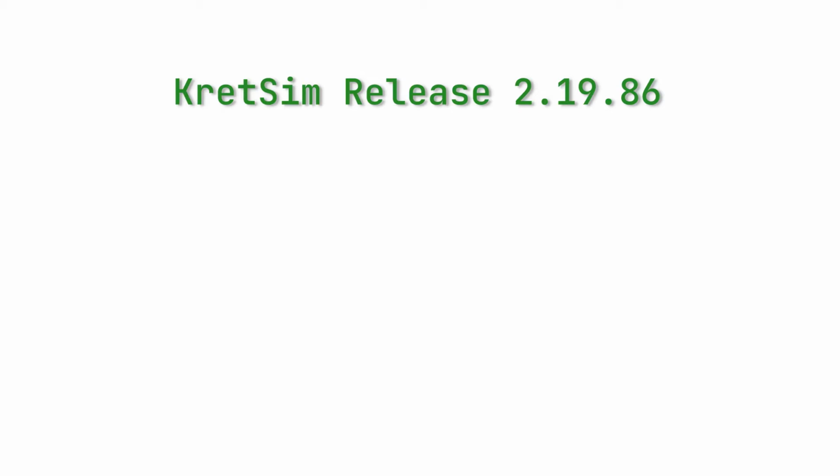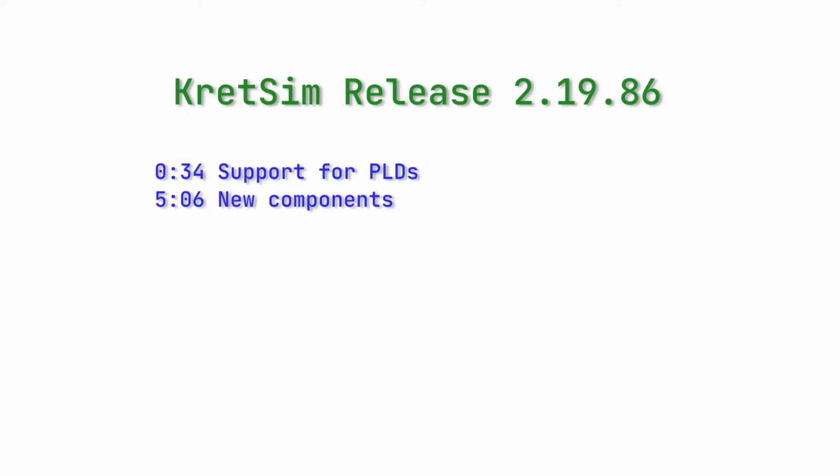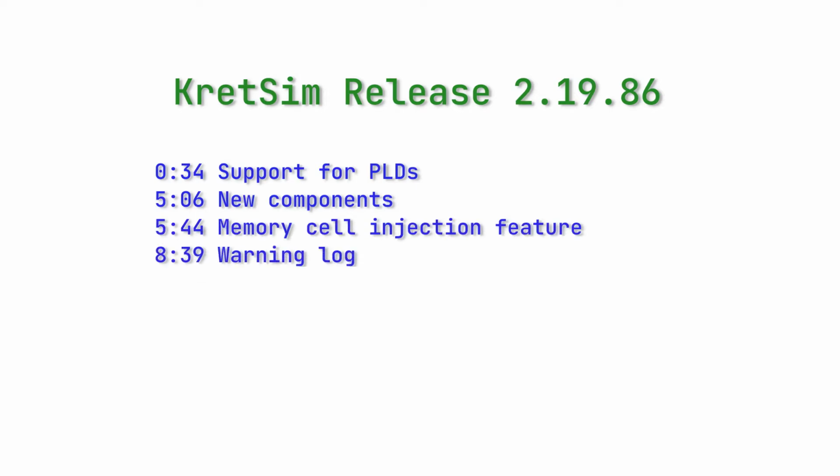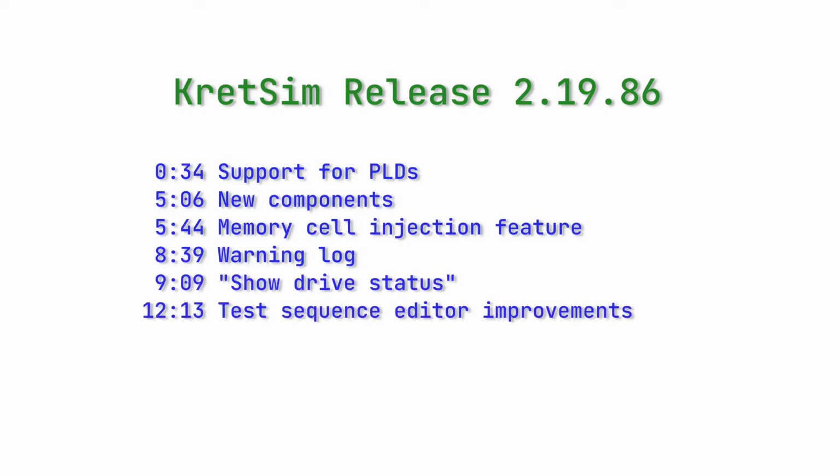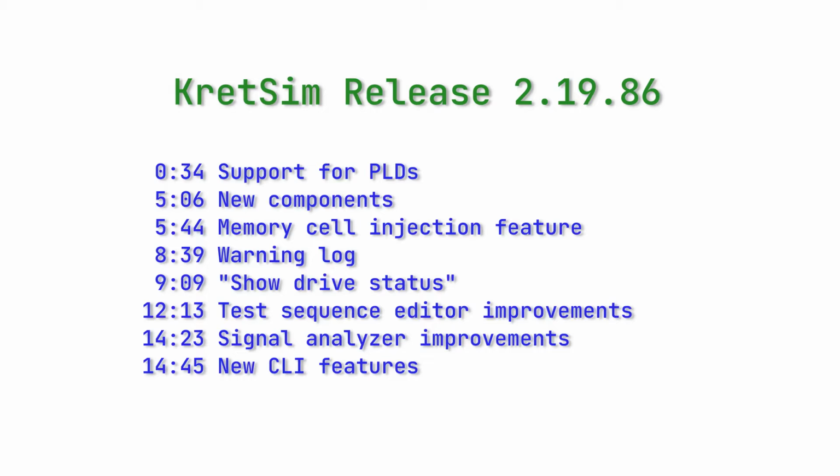2.19.86 of KretSim contains support for a programmable component, some other new components, a memory cell injection feature, a warning log, a show drive status feature, some new capabilities of the test sequence editor and signal analyzer, and some new command line options.